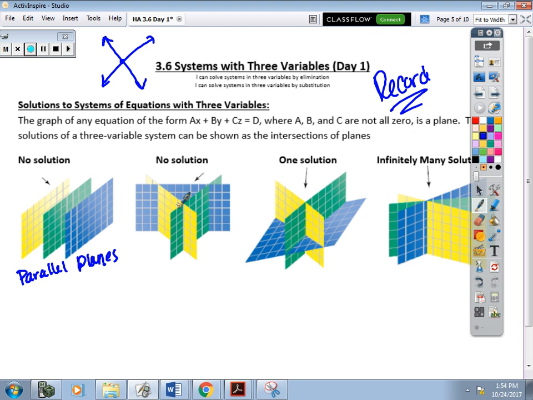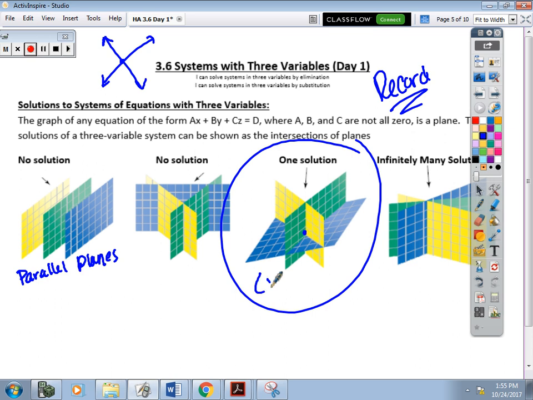This is the one we're most often going to get on our answers today. We're going to have one solution. So we have the three planes intersecting, and it might be hard for you to see, but all three of them actually intersect at one point in the middle. This point will be an ordered triple, x, y, z.